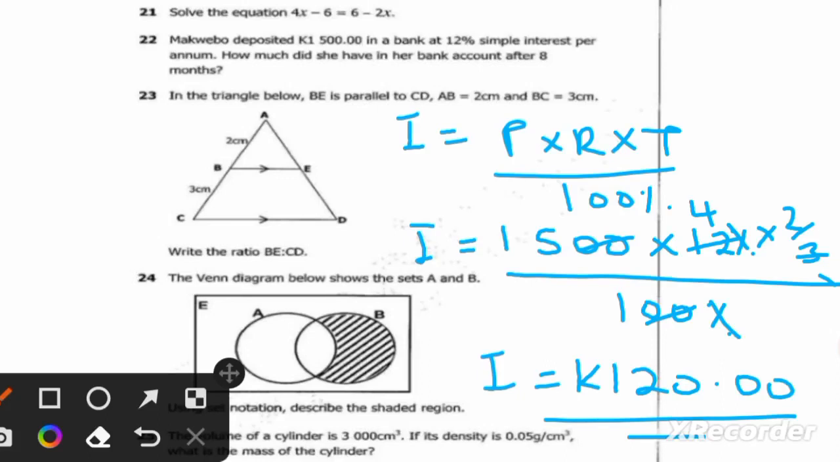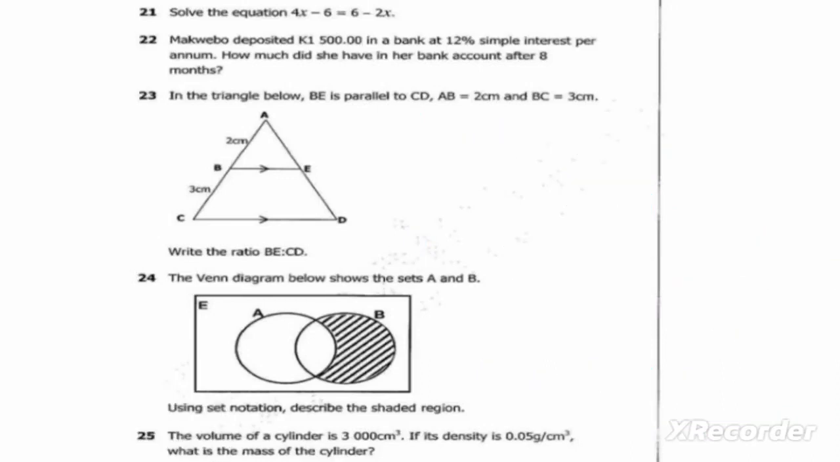We move on to the next question, which is question 23. Question 23, the question reads, in the triangle below, BE is parallel to CD. AB is equal to 2 centimeters and BC is equal to 3 centimeters. Write the ratio BE to CD.